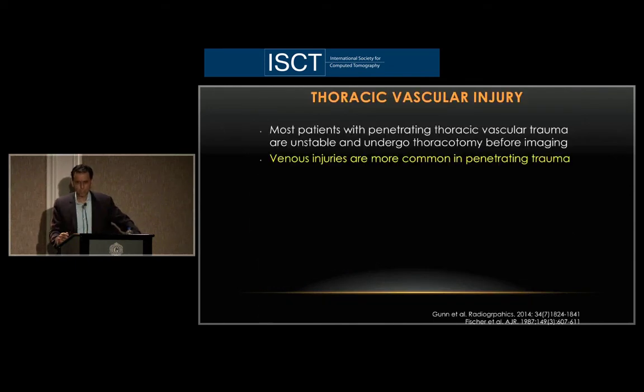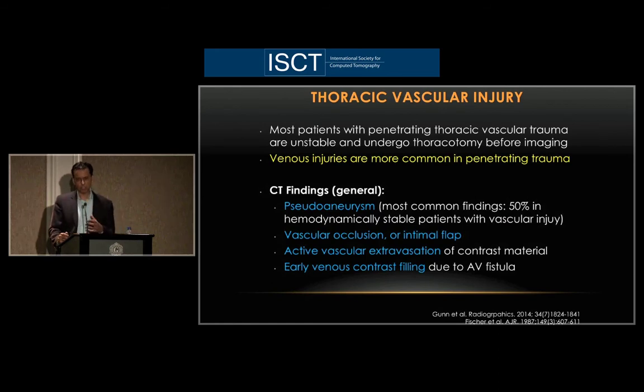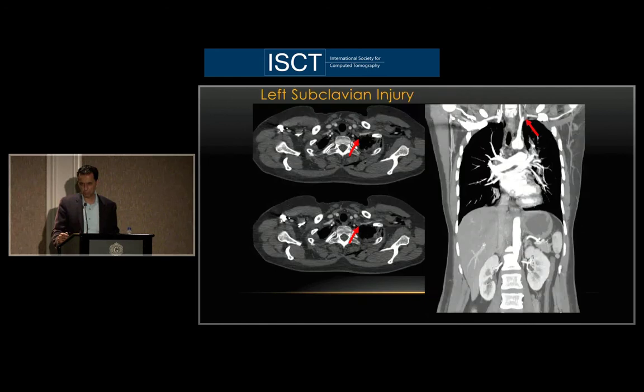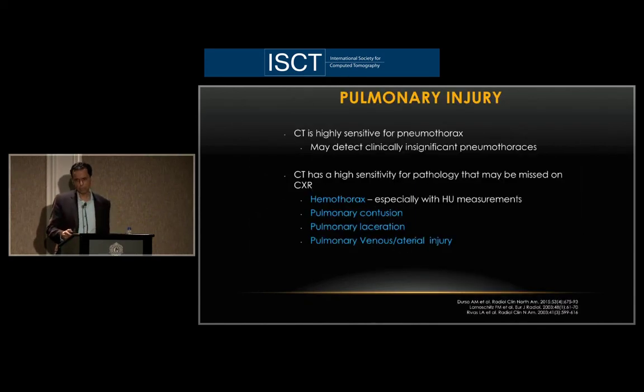Thoracic vascular injuries. One thing I would say, venous injuries are more common in penetrating trauma than in blunt trauma. Some of the findings are pseudoaneurysms, being the most common finding, vascular occlusions or intimal flaps, active contrast extravasation, and if you see early venous filling, think of an AV fistula. In this particular example, there's occlusion of the left subclavian artery immediately distal to the takeoff of the left vertebral artery. For pulmonary injuries, we can look at hemothoraces, pulmonary contusions, lacerations, and venous and arterial injuries as well.